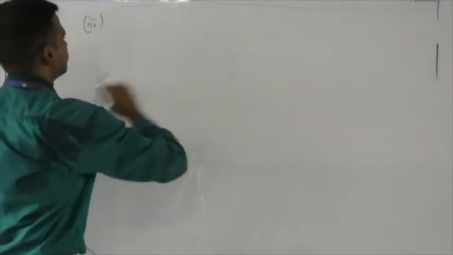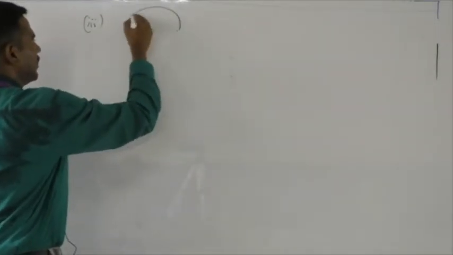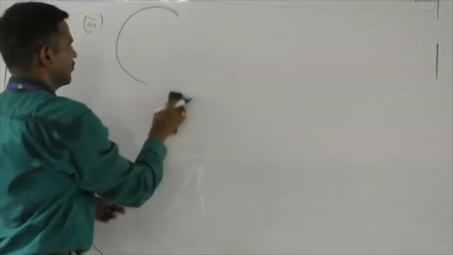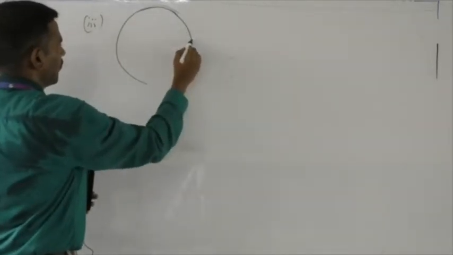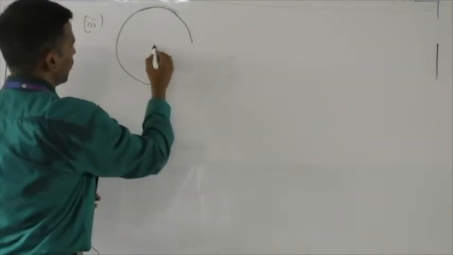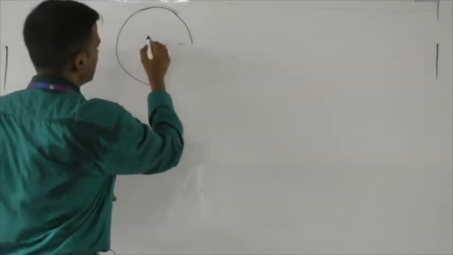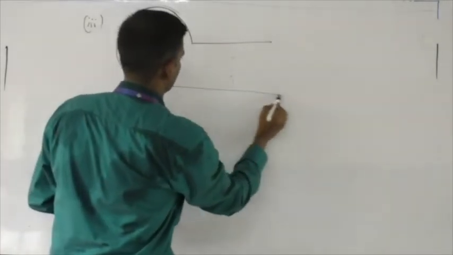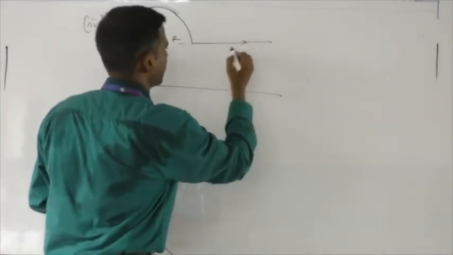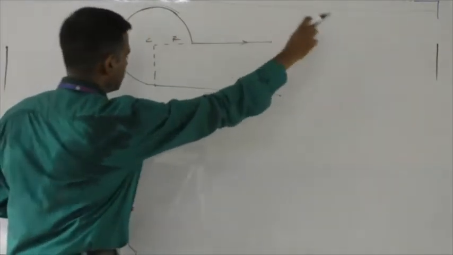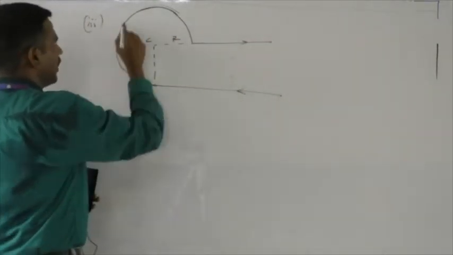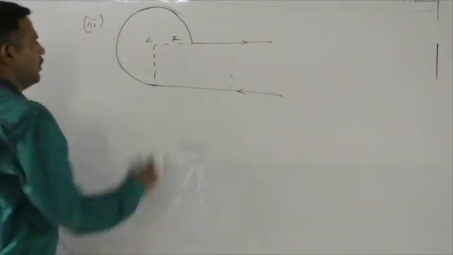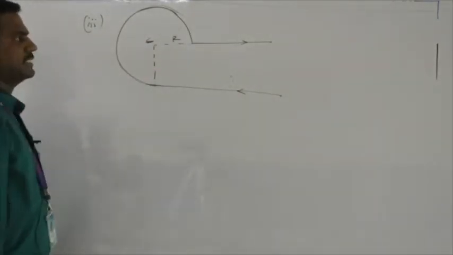So here I have one conductor, and here I have a center C, and this is the radius, and there is one conductor which is continuing like this. It's carrying the current in this way and continuing like here, and here there is one arc-shaped conductor, and a straight conductor as well. Now at the point C, I would like to find out the magnetic field intensity.